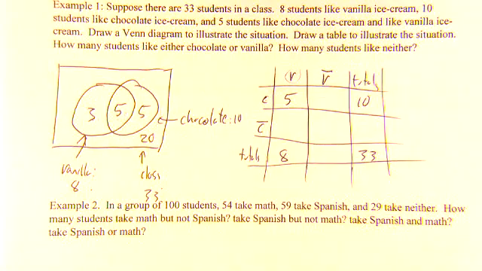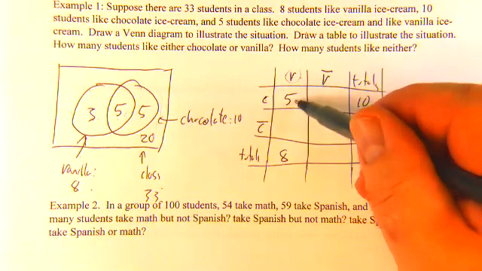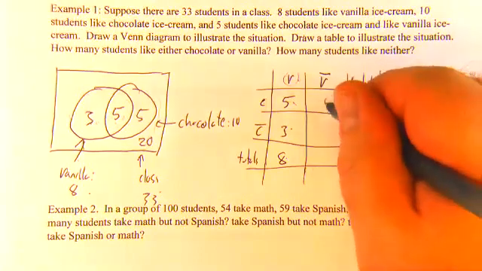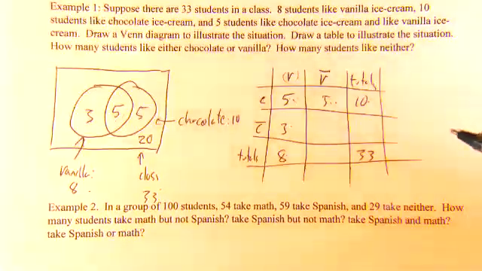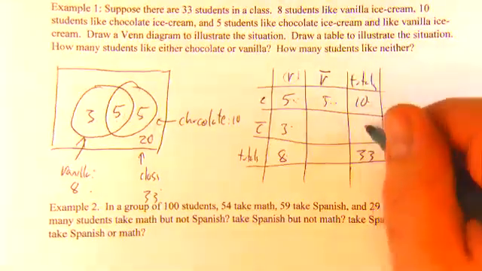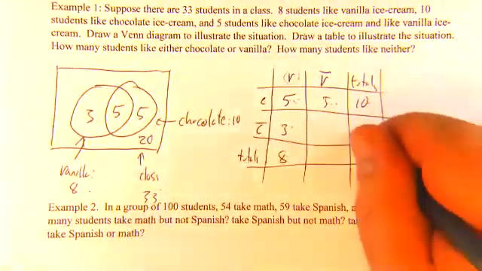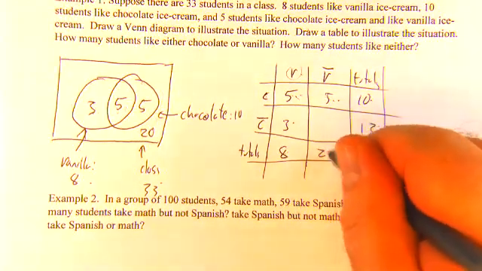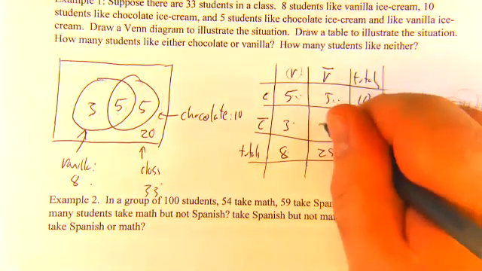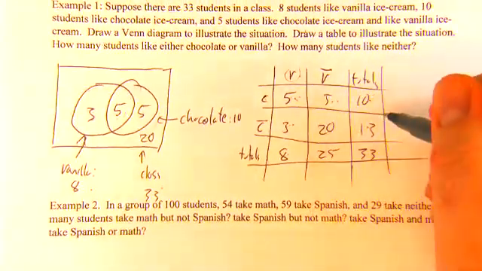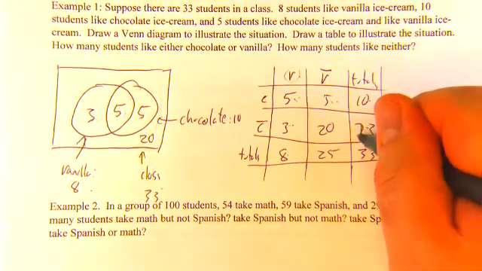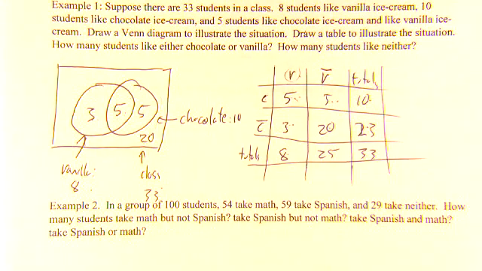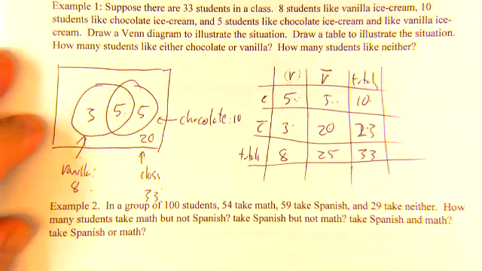And then the argument runs pretty much the same way. Vanilla, some people like chocolate, some people don't. 3 don't. So that accounts for all 8 of my vanilla likers. 5 and 5, that's all 10 of my chocolate likers. How many people don't like chocolate? Well, 10 people like chocolate out of 33, so that means 13 don't like chocolate. 8 people like vanilla out of 33, so this must be 25. So what's the number that goes in here? 20 people, 20 plus 3 is 23. There we go. And 5 plus 20 is 25. So same data, just arranged in a different way.